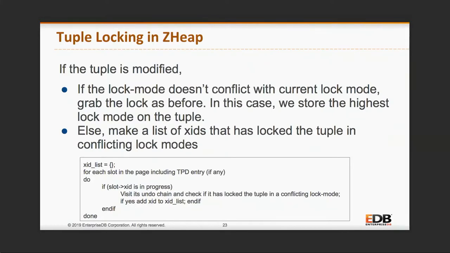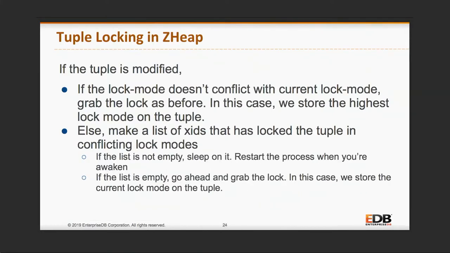Once this XID list is available, we sleep on it, right? Once all those transactions get committed, we restart the process. And if the list is empty, we just go and take the lock. In this case, we clear all the old lock modes, and we set our lock, whatever the current lock mode is.